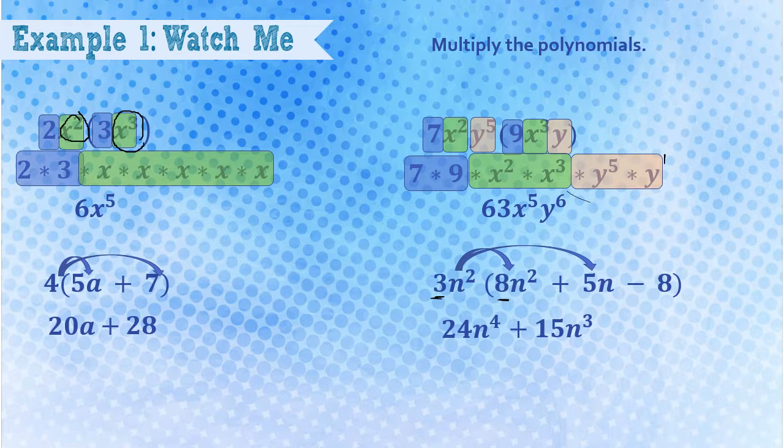Then we continue. Now I multiply that monomial out front by my second term. 3 times 5 gives me that 15. N squared times n, remember this is really n to the first. 2 plus 1 gives me 3. And then lastly, 3n squared all times negative 8. 3 times negative 8 gives me this negative 24. I don't have any other variable parts in this third term, so I just bring down the n squared. I can't combine any of these terms because they're not like terms, because I have n to the fourth, n to the third, n to the second, so that is my final answer.